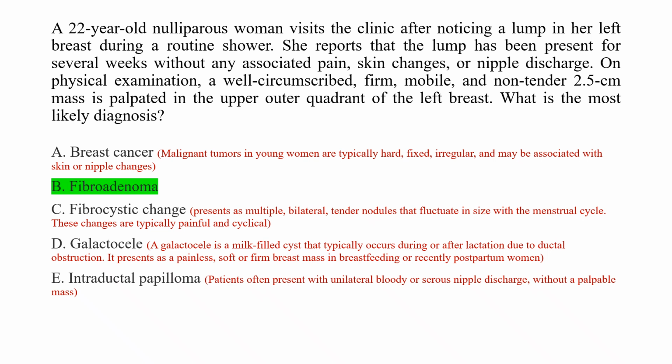And option E is incorrect because intraductal papilloma is a tumor which grows within a breast duct and often presents with unilateral bloody or serous nipple discharge without a palpable mass. While occasionally a small mass may be felt near the areola, the hallmark feature is discharge, which is absent in this patient.